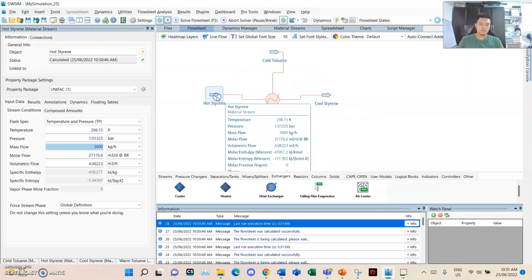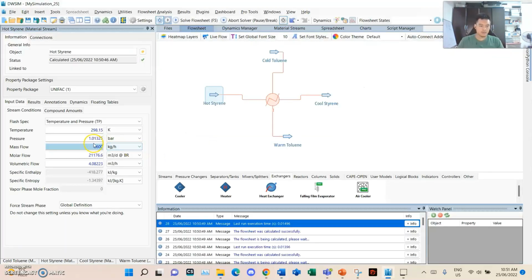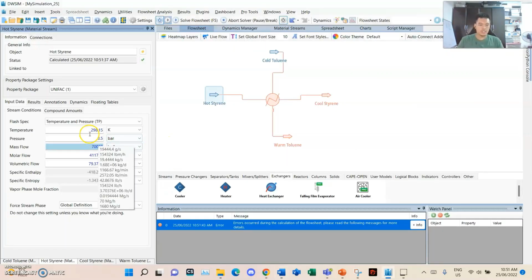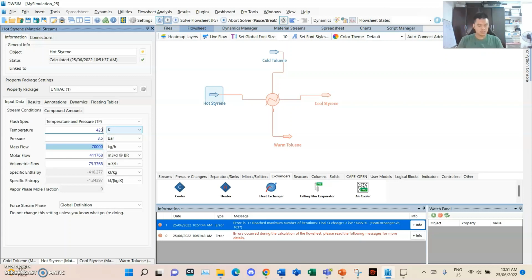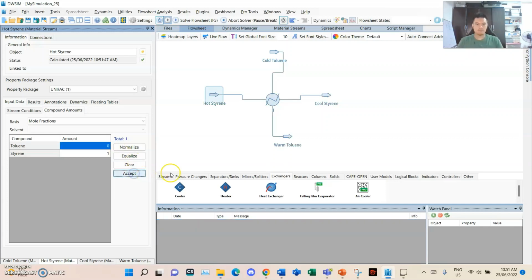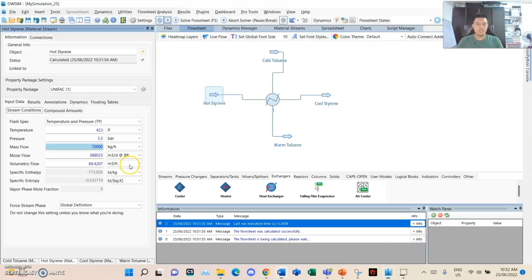Afterwards, we need to specify our inlet conditions. The inlet of styrene, hot styrene, is 70,000 kg per hour with a 3.5 bar pressure and a 423 Kelvin temperature. And the compound amounts is just pure styrene. So, just put here 1 and 0 and click accept. Alright, so double check. Pure styrene, and then this one is 423 Kelvin, 3.5 bar, and 70,000 kg per hour.